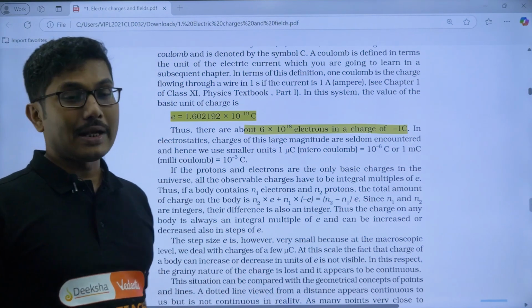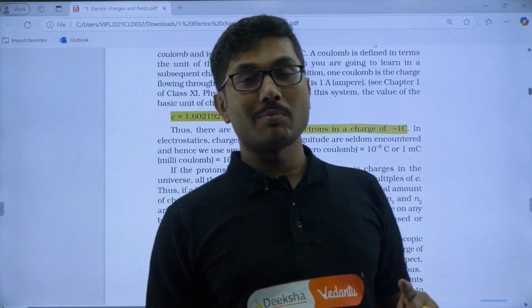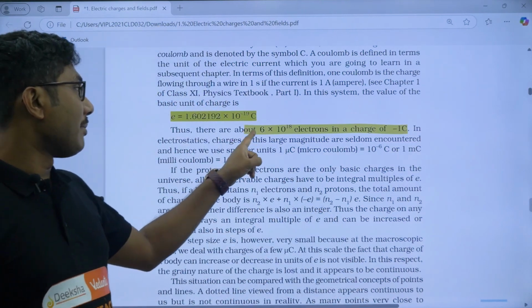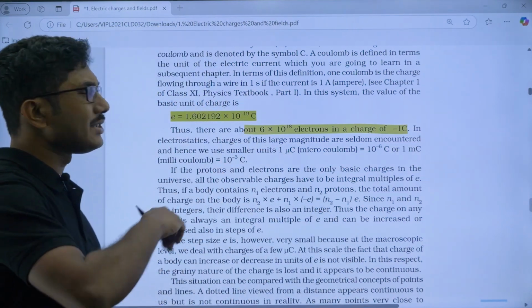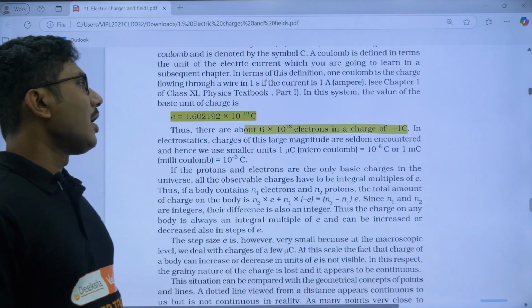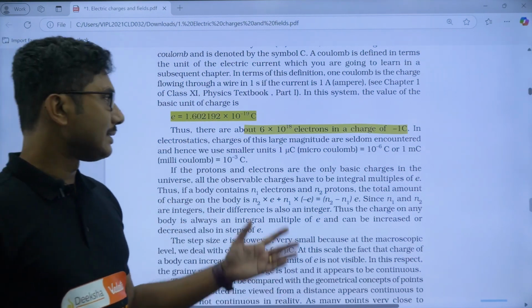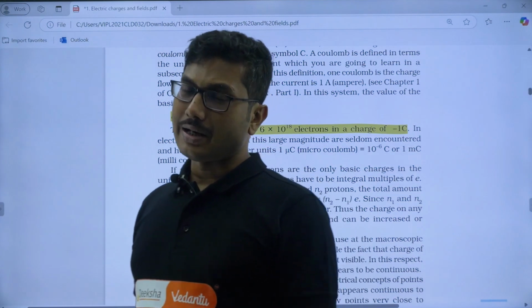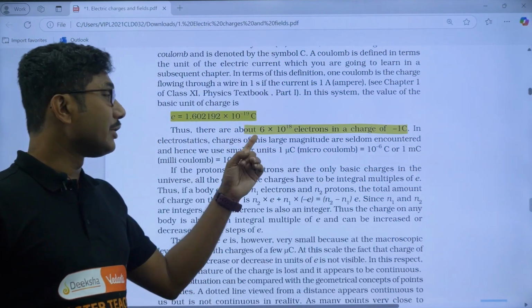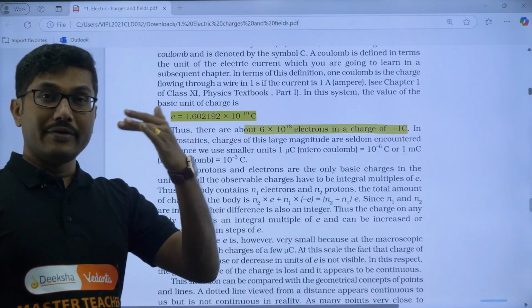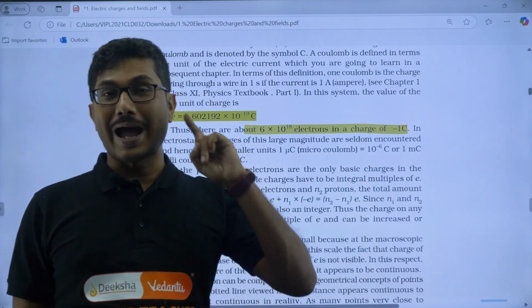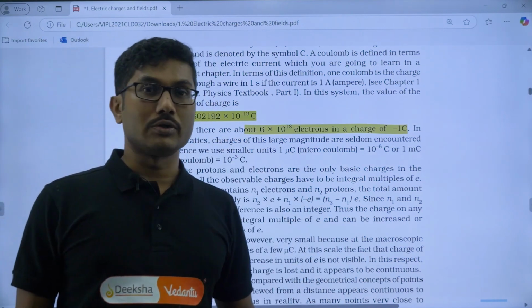So you have to remember that when you say plus 1 coulomb of charge, that means you have to remove this amount of electrons. The actual value is 6.25, but 6 into 10 to the power 18 is an approximate value which is very close. So you can use that value as well, but you should remember that you have to remove this many electrons. You cannot add. If you add them, it will be minus 1 coulomb charge.